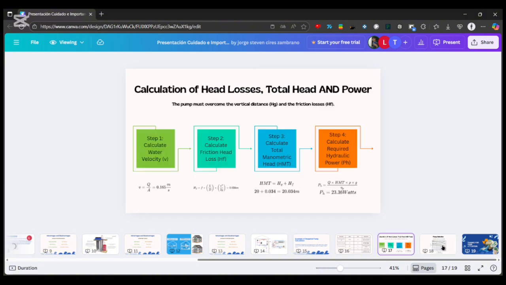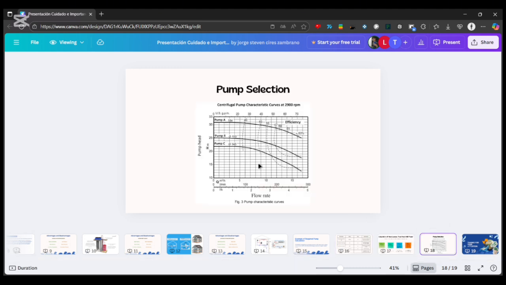With these numbers, the total manometric head and the required flow rate, and with this characteristic curve, we select a pump. Thank you.